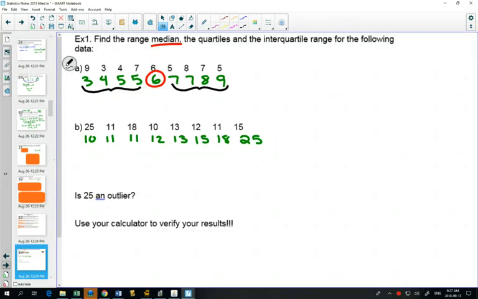What is the middle of these 4 values? Quartile 1 will be 4.5. What is the middle of these four values? Quartile 3 will be 7.5.